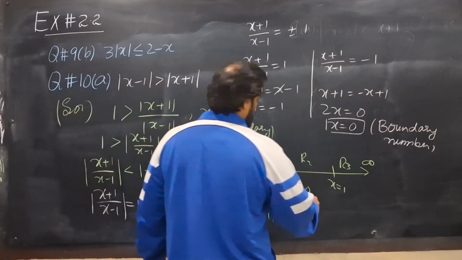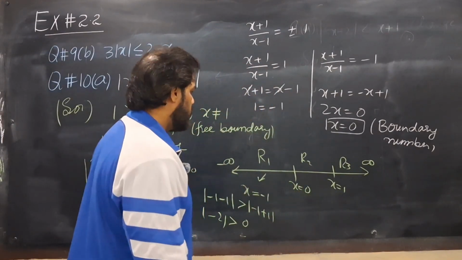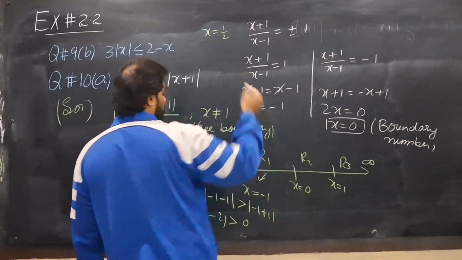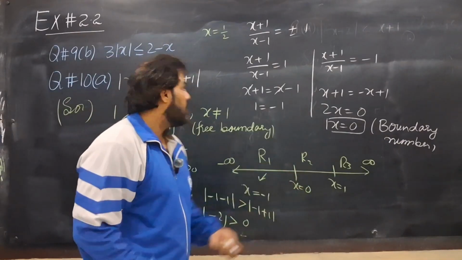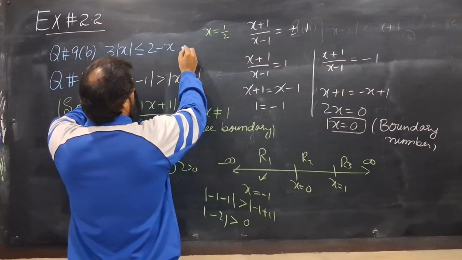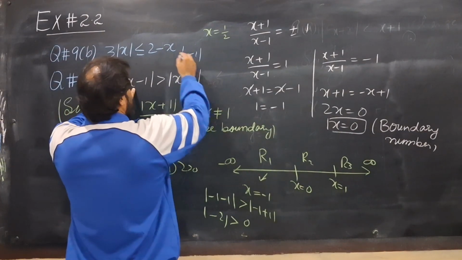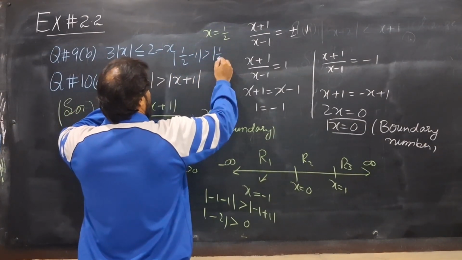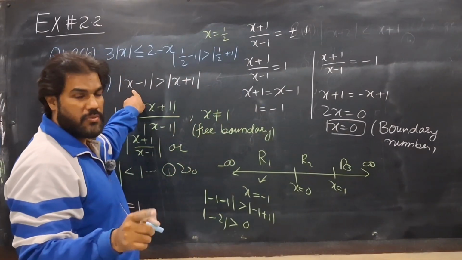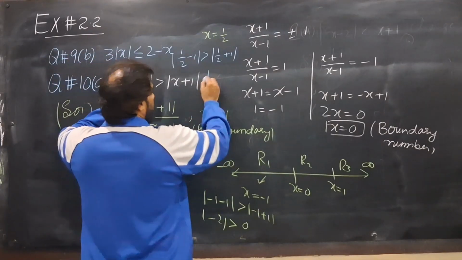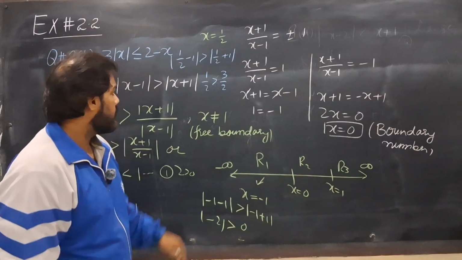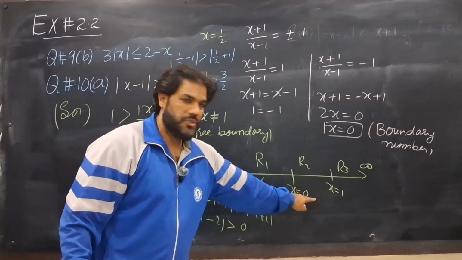If you take any point from 0 to 1, say x is equal to 1 by 2, which lies in region 2, and put it in the given inequality, this becomes 1 by 2 minus 1 absolute greater than 1 by 2 plus 1 absolute. That is minus 1 by 2, whose absolute value is 1 by 2, greater than 3 by 2. This is not true. This is false. So there is no solution in region number 2.